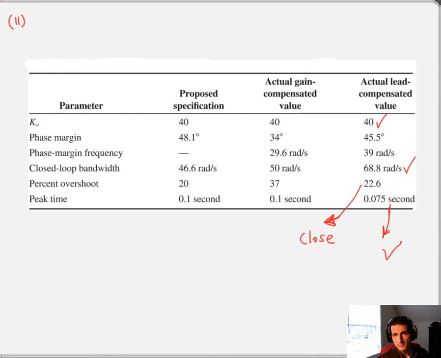So overall we met pretty much everything, but we just violated the percent of overshoot, from 20 to 22%. That tells you that sometimes you have conflicting design requirements that you may not be able to achieve using a single controller. In fact, if you really want to achieve them all, what you can do is add another lag compensator in cascade with the lead compensator.